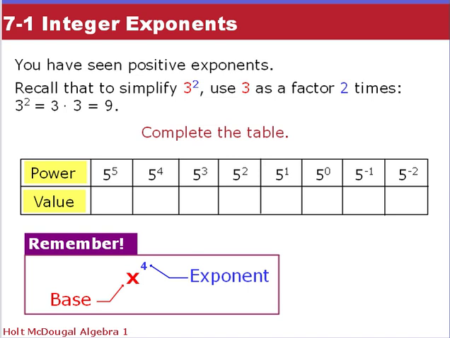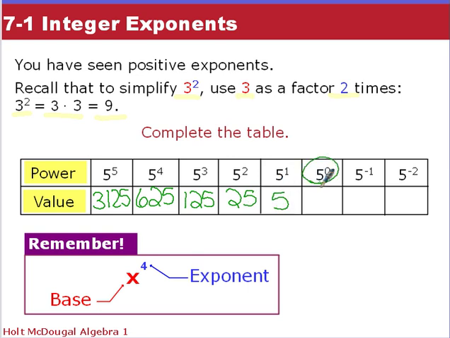So again, just to review, remember that 3 squared, we have to simplify. 3 is a factor, and it's multiplied by itself twice. So 3 squared is 3 times 3, which is 9. So completing this table, if we had 5 to the 5th, that's the same as 3,125. That would be simplified. We have no exponents. We've worked it out. 5 to the 4th is 625. 5 cubed, 125. 5 squared is 25. 5 to the 1st is 5.